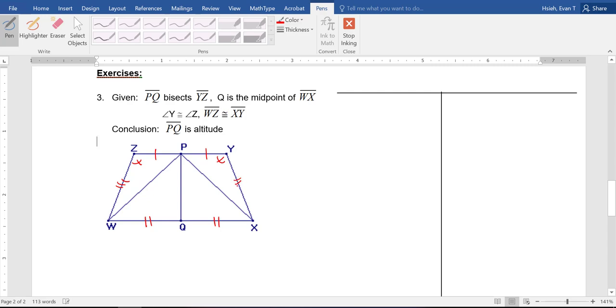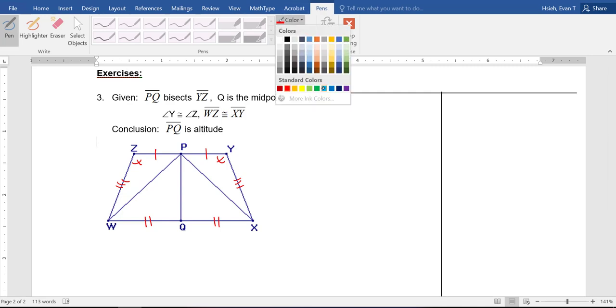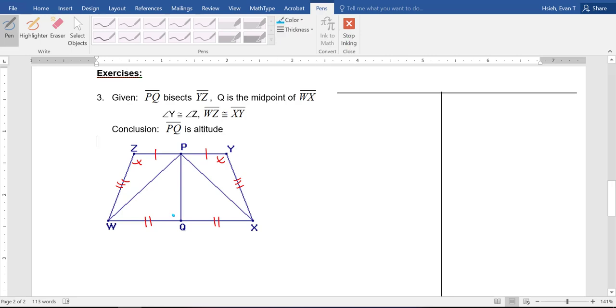WZ is congruent to YX. And I'm trying to prove that PQ is an altitude of the triangle. What I'm really looking to do here is prove that these two angles are congruent to each other. Because if I can prove they're congruent, they're already supplementary, and I can prove that they're right angles and therefore an altitude.